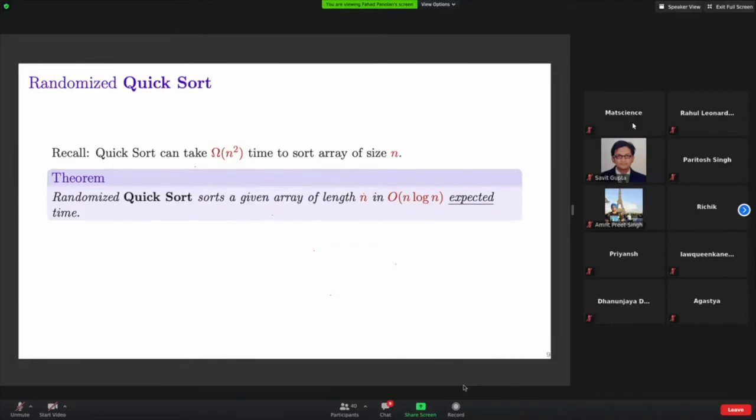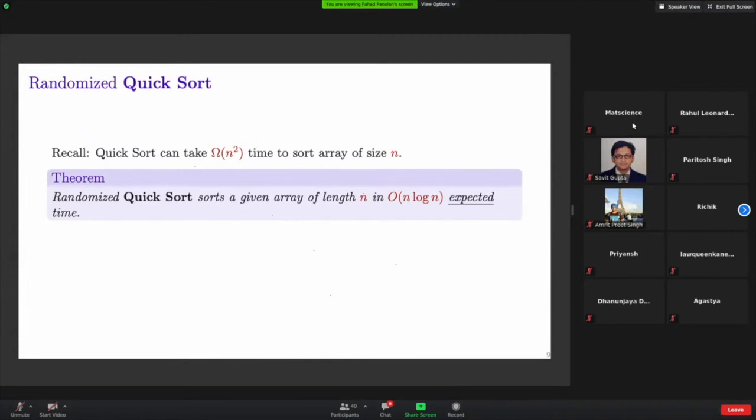Now, how does it differ from the average case analysis? In the average case analysis of quicksort, it depends on the input order. If your input order is not so bad, then your running time will be good. But if the input order is bad, like a fully sorted array, no matter how many times you run, you are going to take n square time.